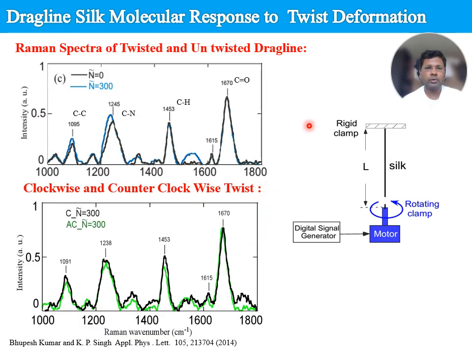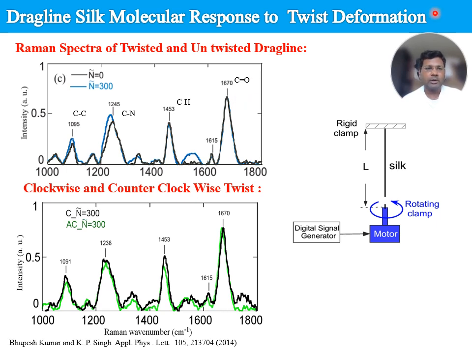Here we restrict our study to dragline silk. First we compare the Raman spectrum of untwisted dragline with a twisted one. Five prominent well-assigned Raman bands, including the amide 1 and 3 regions of the silk proteins, were observed at 1095, 1245, 1453, 1615 and 1670 cm inverse.